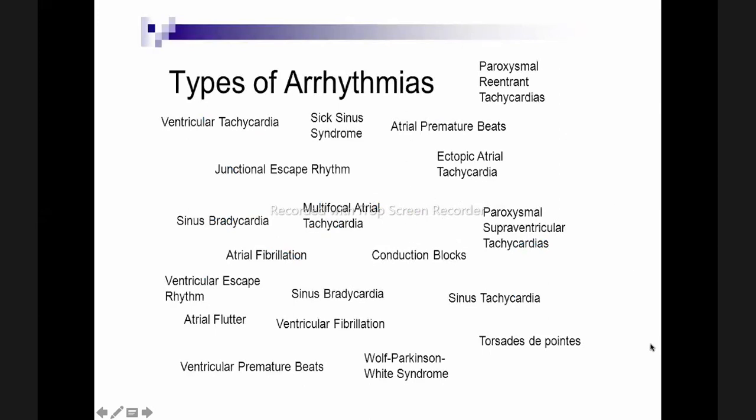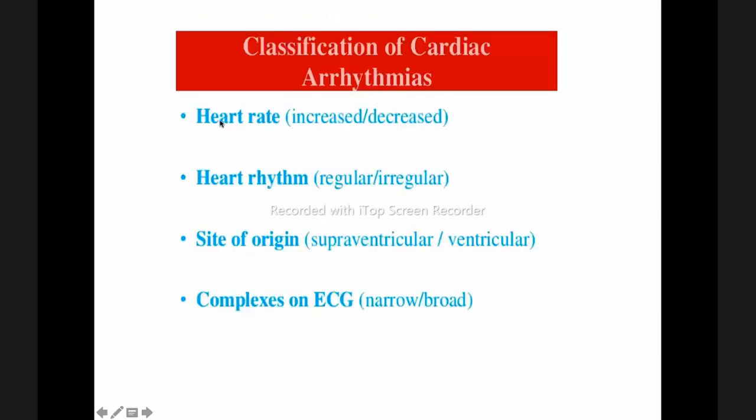So as I mentioned, there are so many arrhythmias that you can describe, but we need to classify them so that we think of them in an organized fashion. So they can be classified according to heart rate. So if you have a high heart rate, you have a tachycardia. If you have a decreased heart rate, you have a bradycardia, okay? Then you can also classify arrhythmias according to the rhythm. Is it regular or is it irregular? Then also depending on where the arrhythmia is coming from. So in the heart, anything at the AV node and above is supraventricular, or above the ventricles. Anything that is within the ventricles is referred to as ventricular.